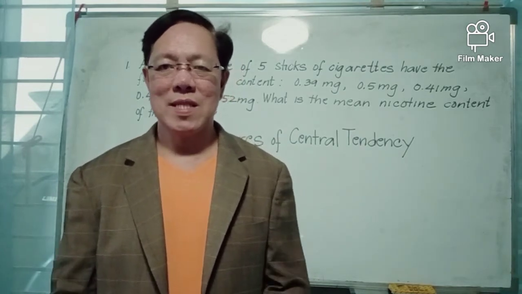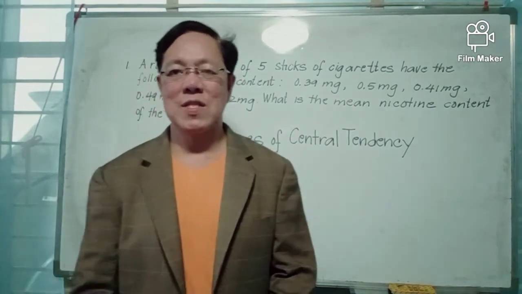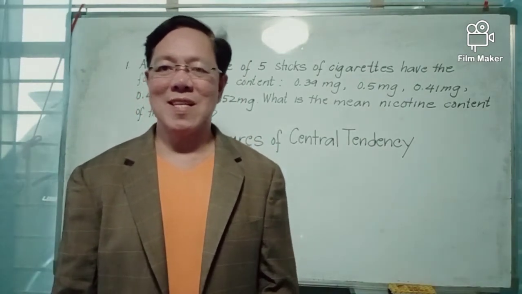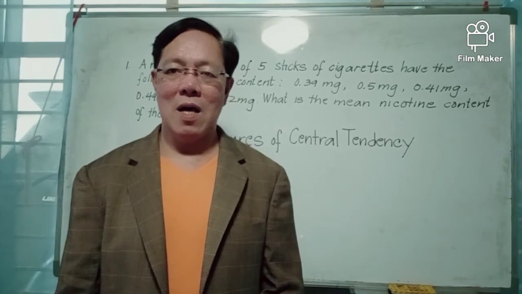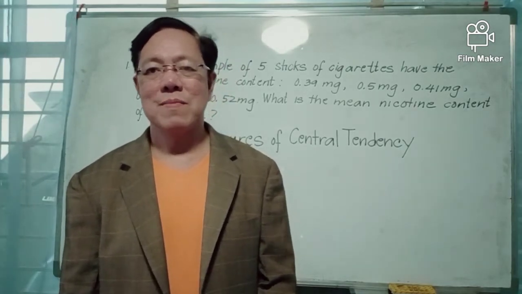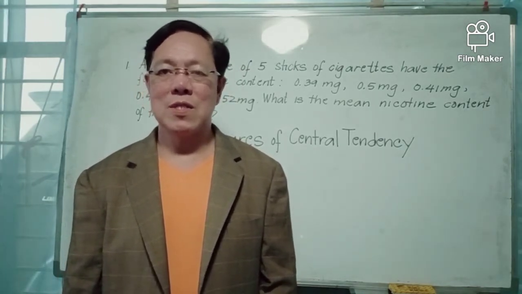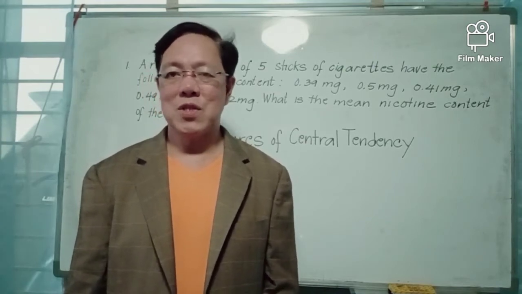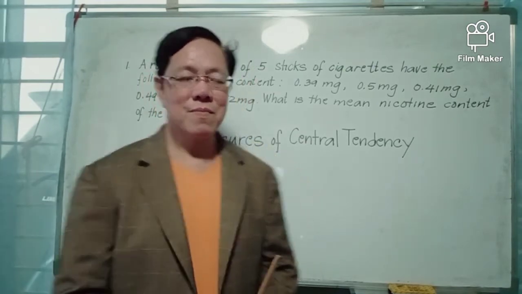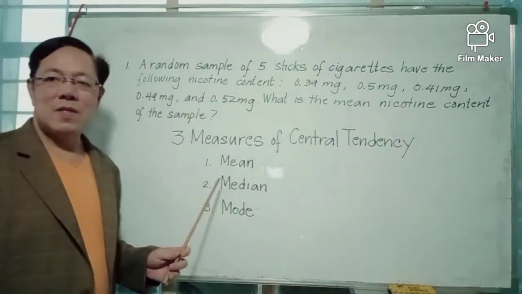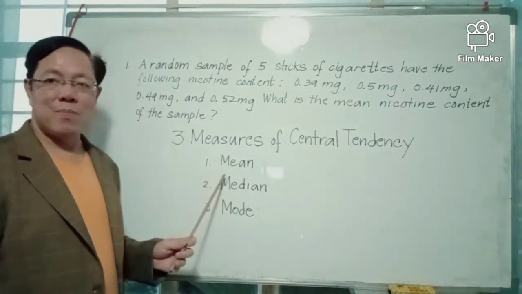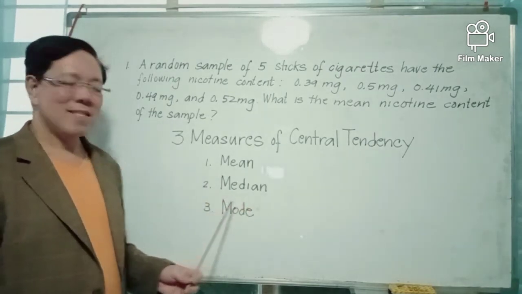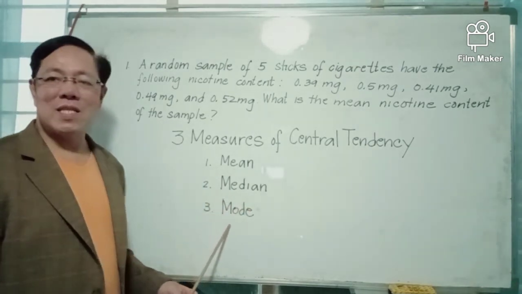For today, we will take up the measures of central tendency. The measures of central tendency are also known as measures of position or measures of location. There are three measures of central tendency. These are number one, the mean, number two, the median, and number three, the mode.